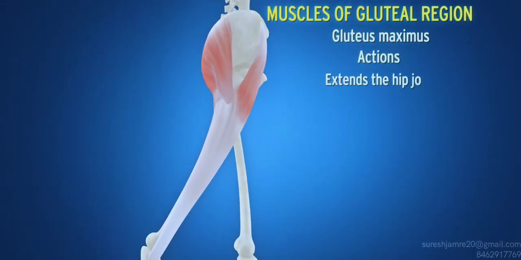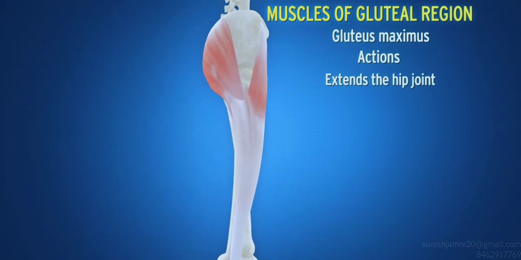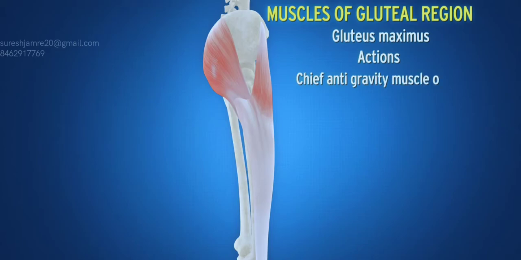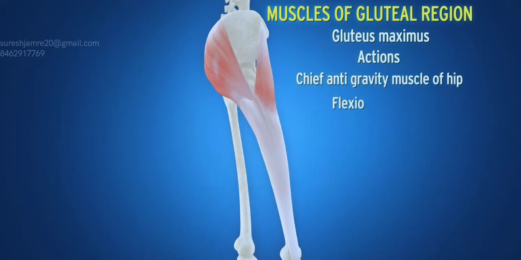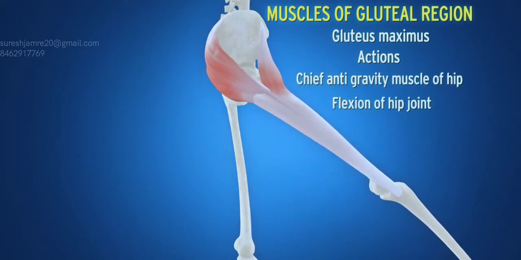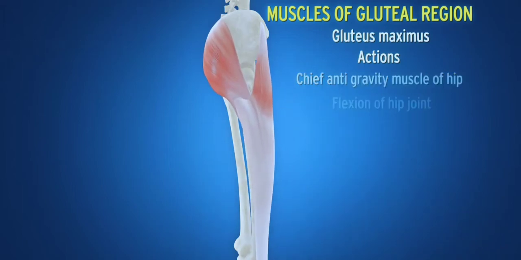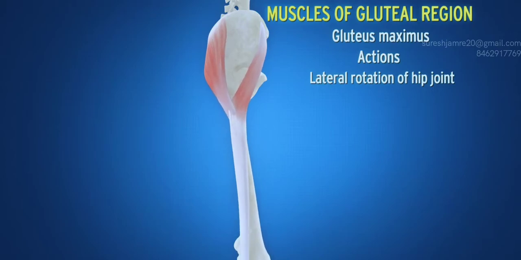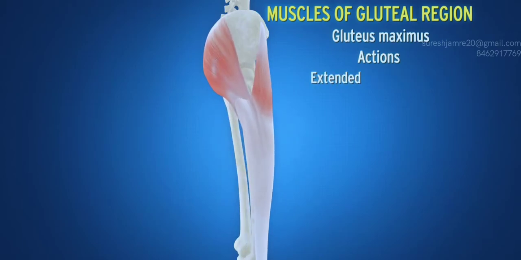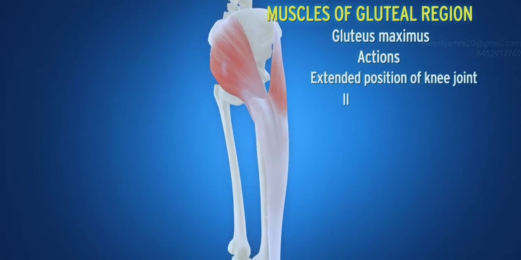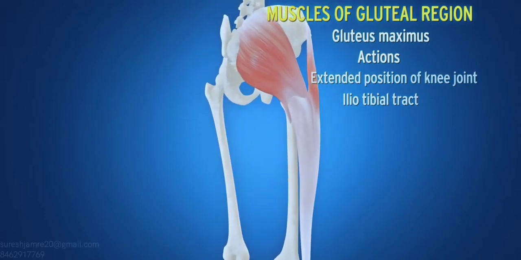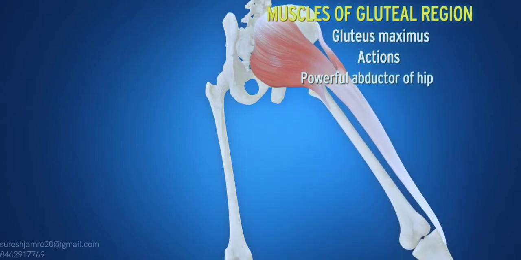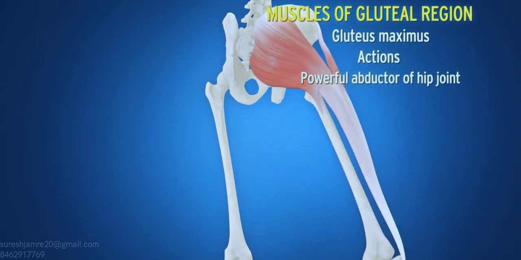Actions. Gluteus maximus extends the hip joint during running and climbing the stairs. It is the chief anti-gravity muscle of hip. It regulates the flexion of hip joint during sitting from standing posture. Lateral rotation of hip joint. Maintains the extended position of knee joint through the iliotibial tract. Powerful abductor of hip joint.